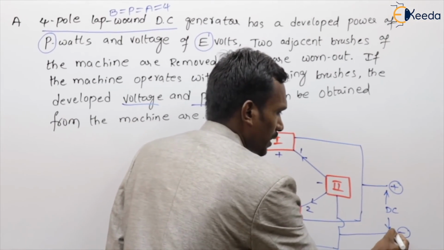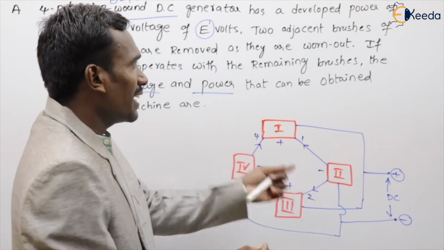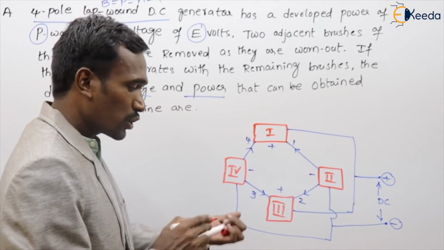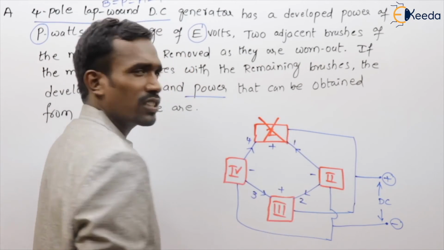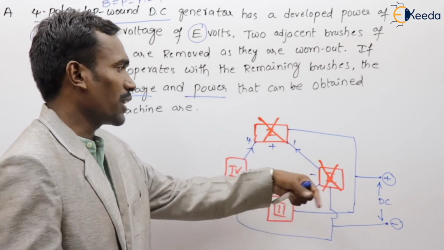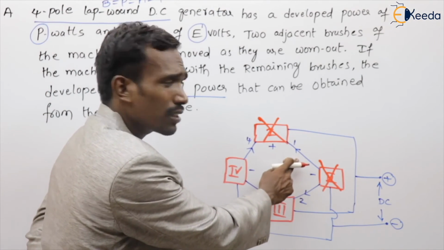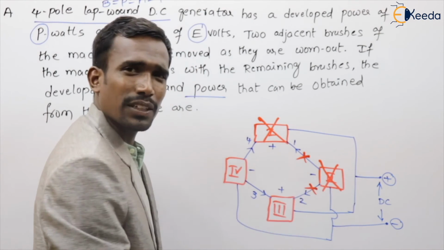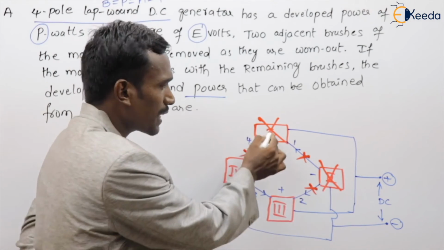Positive and negative terminals. This is our DC. Now what he said here is that out of 4 brushes, 2 brushes are damaged. For example, brush 1 and brush 2 are both damaged. Then this parallel path is open circuited, and this parallel path is also open circuited, and this one too, because this brush is damaged, right?